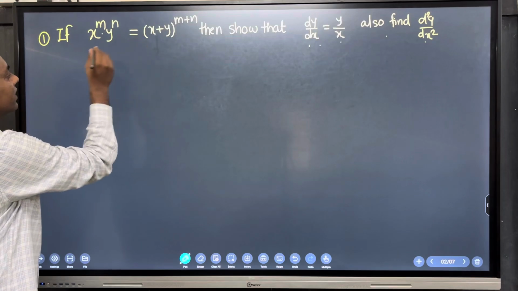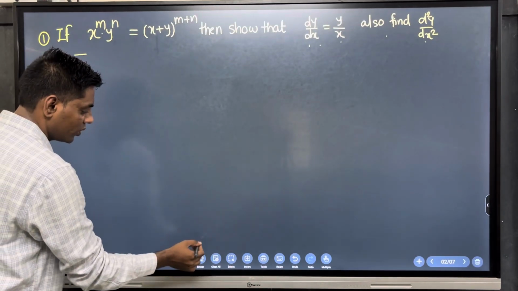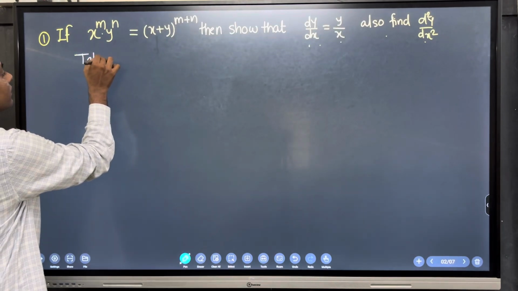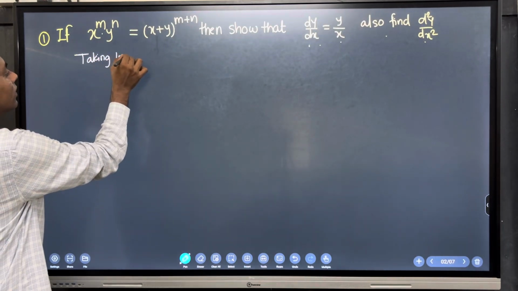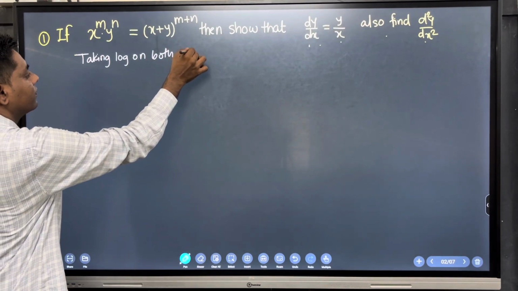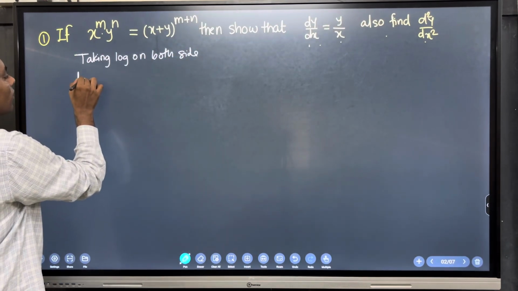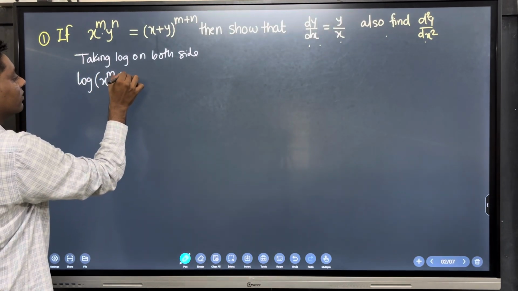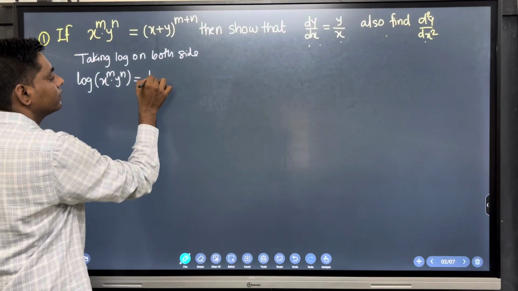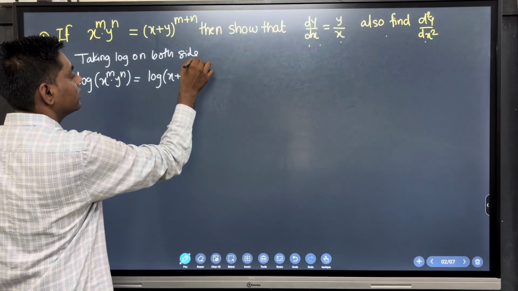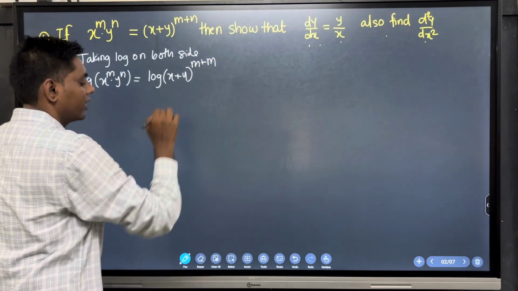So here we are solving this question by taking log on both sides. So log of x raised to m into y raised to n equals log of (x plus y) raised to power m plus n.